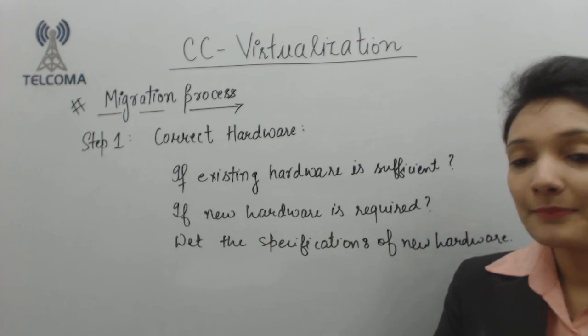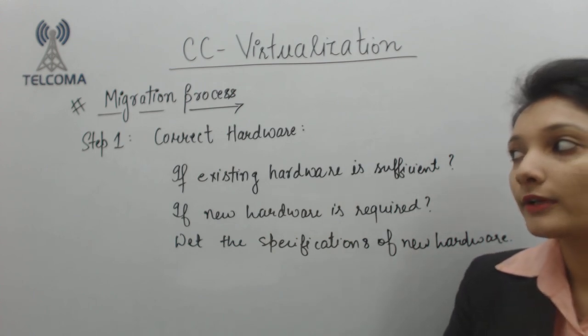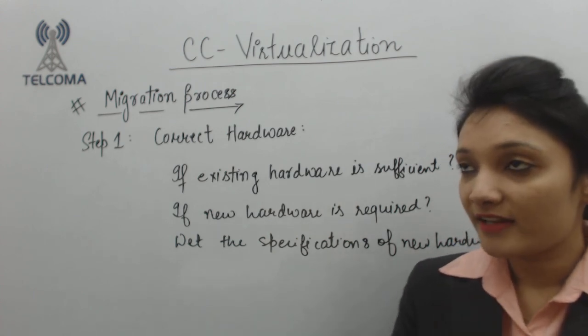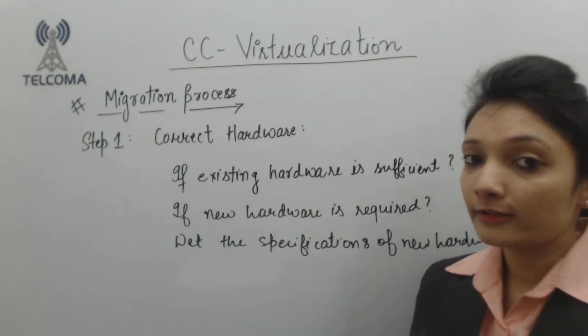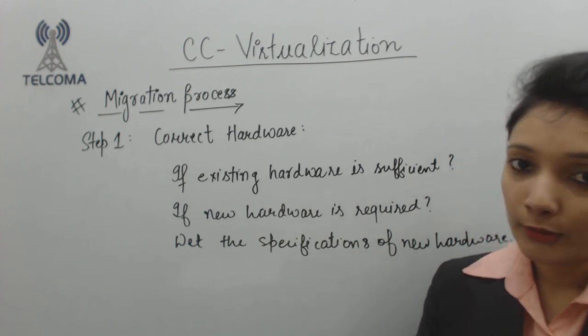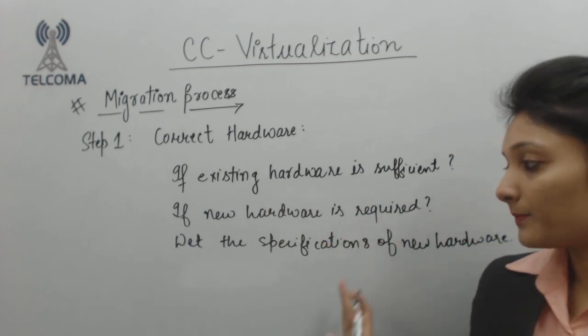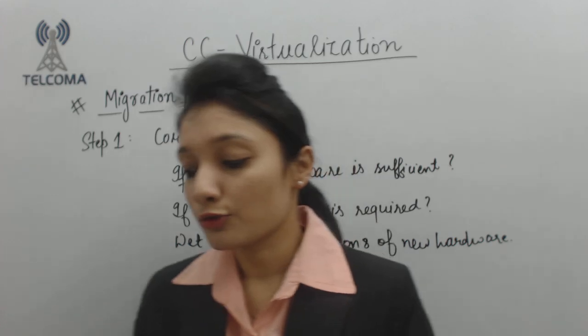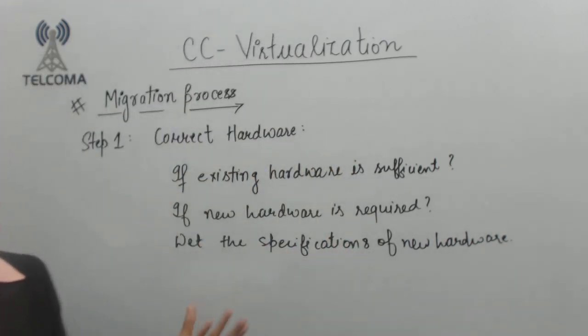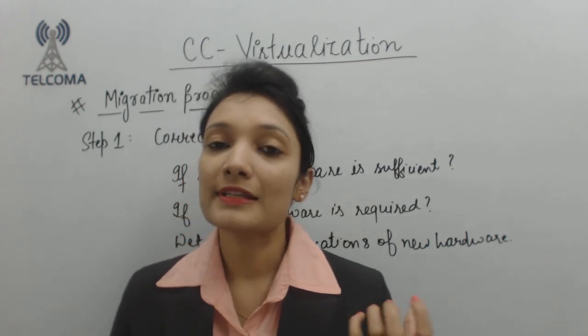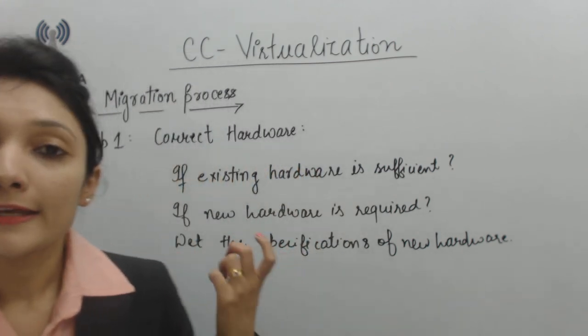So the first step in the migration is that you should consider your hardware. First of all, you should check whether the existing hardware is compatible and can run the applications, or if you require new hardware, then you should see the specifications and purchase that particular hardware. Once you have the correct hardware, the next step in this migration process is to select your virtualization software.